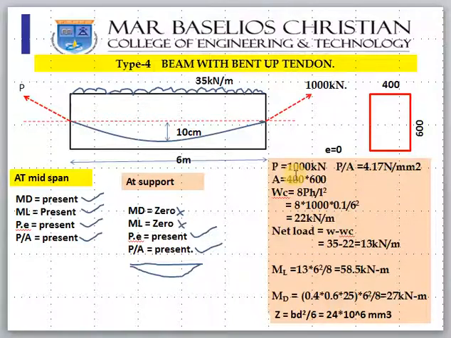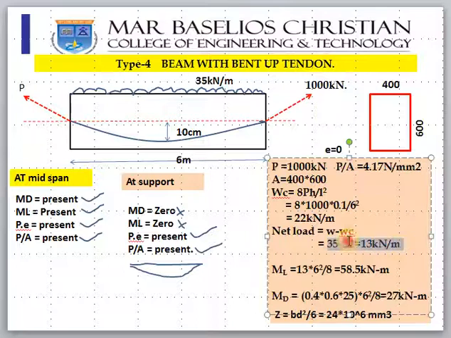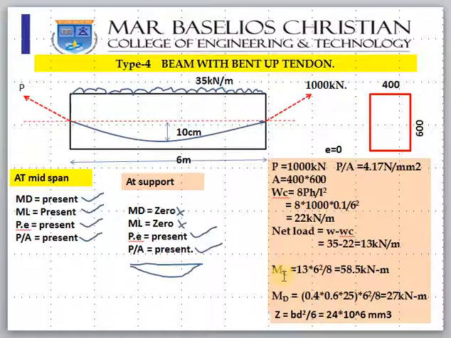So the net load will be W minus Wc. W is 35, which is acting downward. Wc is acting upward. So 35 minus 22 will be 13 kilonewton per meter. This is the load which will create bending moment. So ML, the bending moment due to live load, is equal to WL square by 8. W is 13. We should not take 35. 35 is acting downward, and Wc is acting upward, so the effective load is 35 minus 22, which is 13 kilonewton per meter. So ML you will get 58.5.